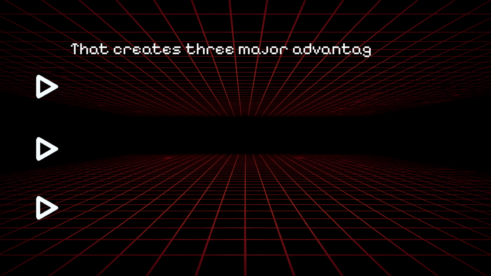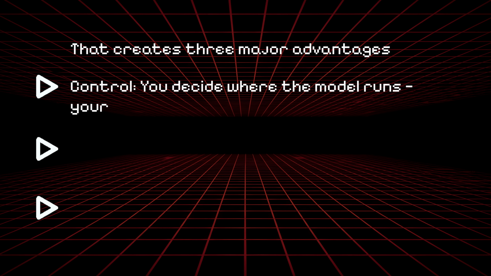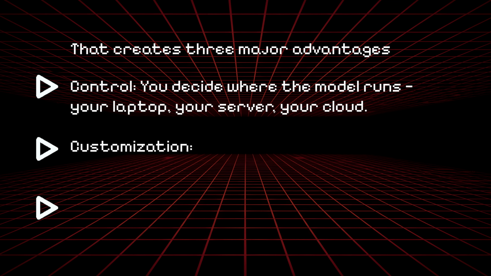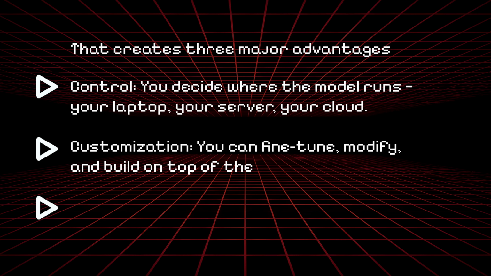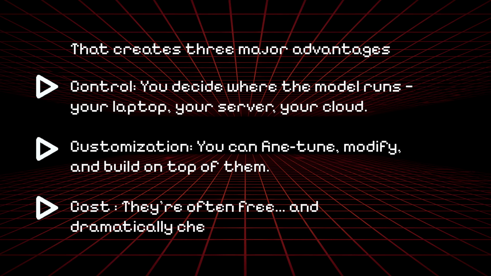First is control. You decide where the model runs, your laptop, your server, or cloud. Second, customization. You can fine-tune, modify, and build on top of them. And third, cost, which is exactly why the entire industry is slowly shifting in this direction. Now the real question becomes, how do you actually use them?